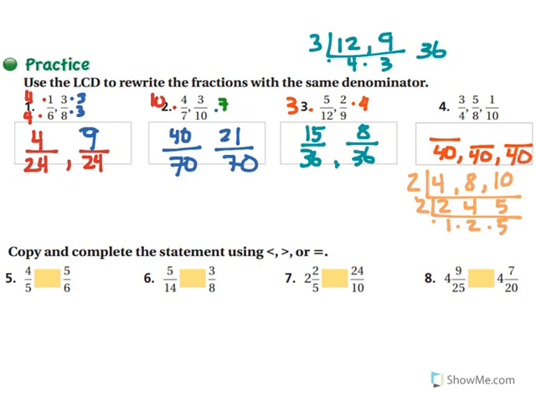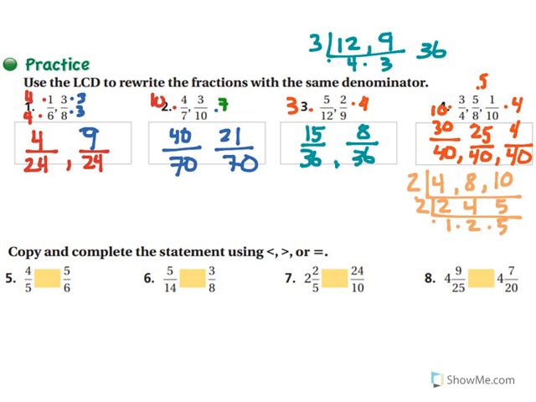Okay, so 4 times 10 is 40, so 3 times 10 is 30. 8 times 5 is 40, so 5 times 5 is 25. Then finally, 10 times 4 is 40, so 1 times 4 is 4. And there are your new fractions for the same denominator.